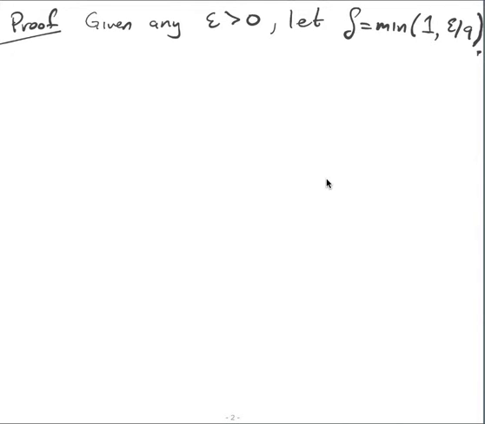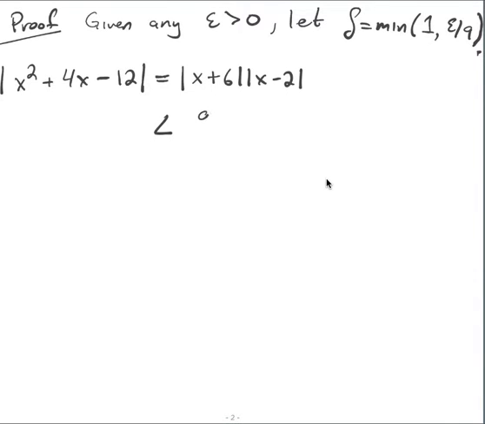So then what do I do? Well, I write down x squared plus 4x minus 12. And you don't have to write down all of the scratch work, just the basics. So this is equal to, did we do x plus 6 first? x plus 6 times x minus 2. Okay, this is less than 9 times the absolute value of x minus 2.